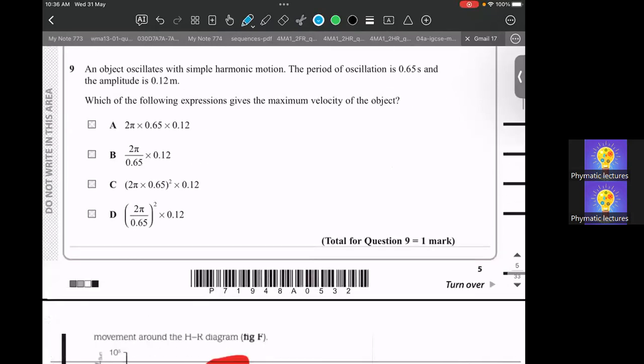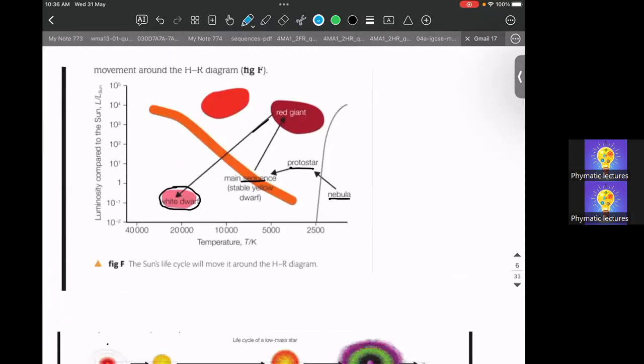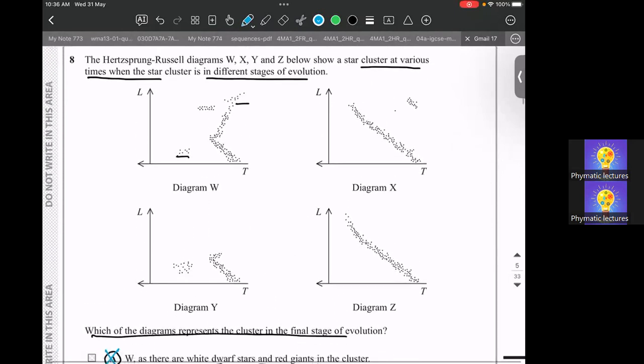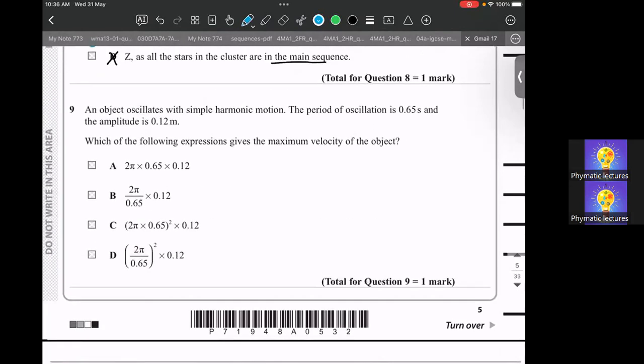Why? We can see that there is no red giant in the final stage. Only the white dwarf is present. So option C is the correct answer for this. Hope you got it. Move to question number 9.